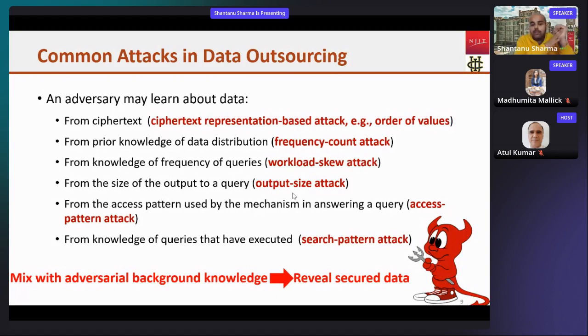Based on all these types of attacks or leakages mixed with each other, for example, search pattern mixed with output size or access pattern or workload attack, they reveal almost our data in clear text, or at least 90% of our data, as a research paper showed recently, to the adversary. So techniques are still not very secure against different types of leakages or attacks.